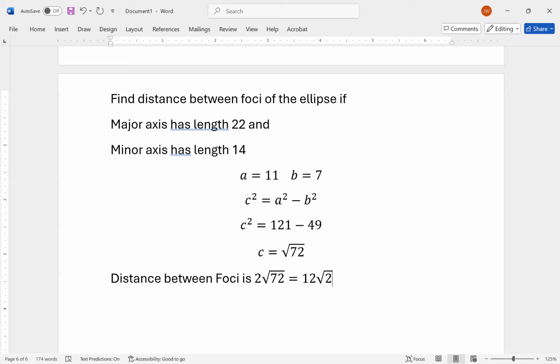Or if somebody asks you for a decimal version that's been rounded, you could say, well, that's about 16.97. So there you go. That's the idea on that type of problem.